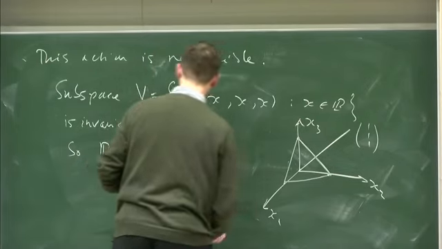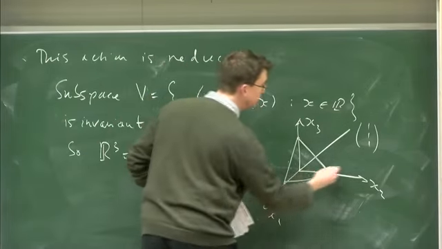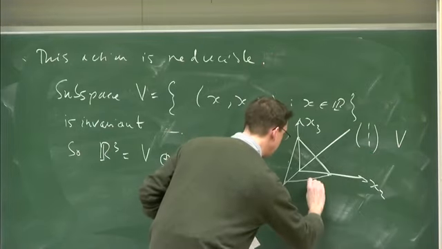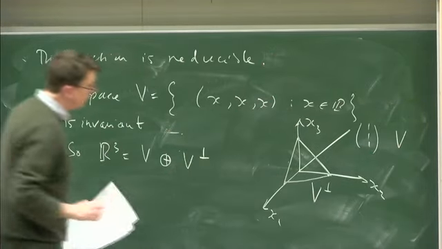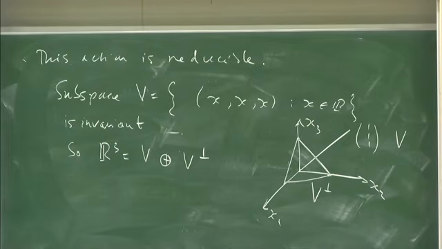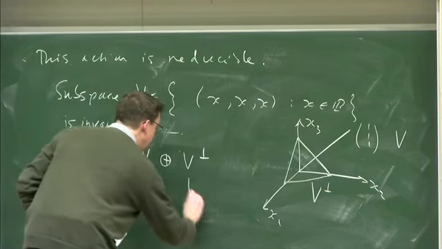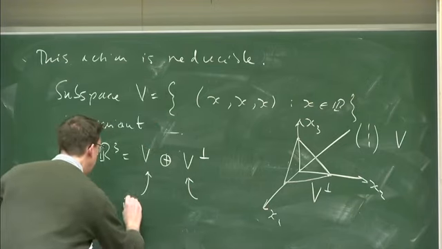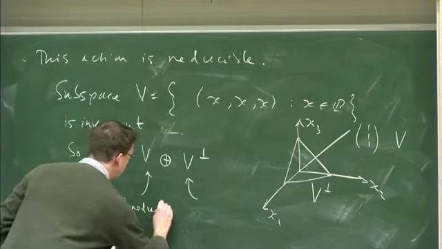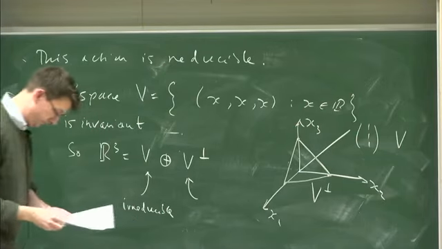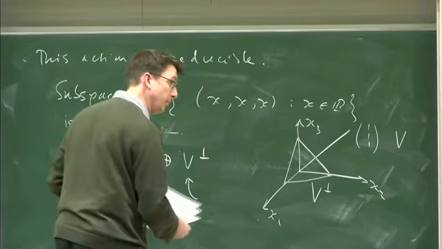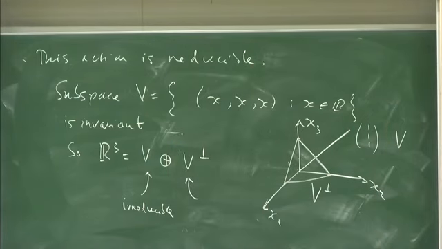And I have an action on V, which is this line, and then I have an action on the perpendicular subspace, which is that plane with normal 1, 1, 1. And in fact, the actions on each of these are irreducible. But they're not the same. So the actions of S3 on V and V perp are distinct.